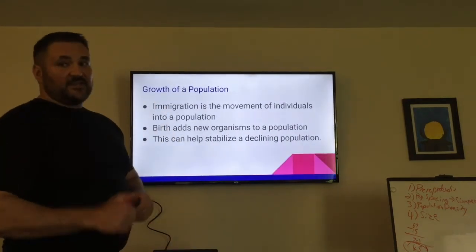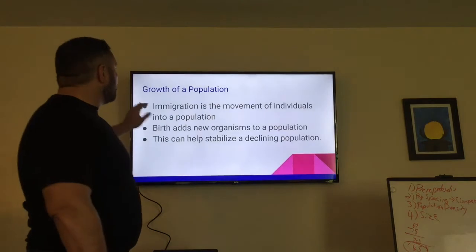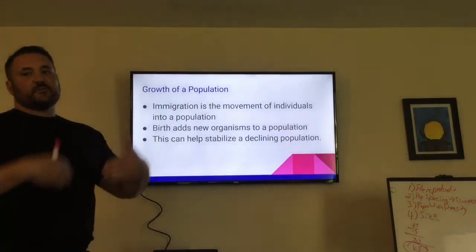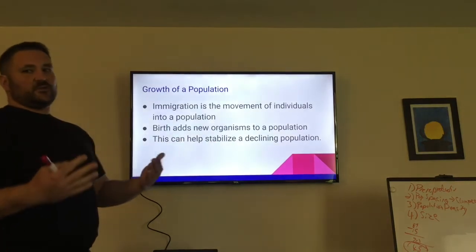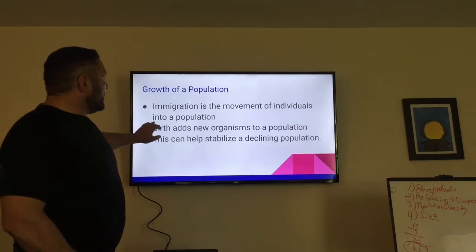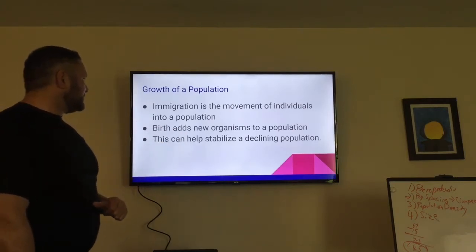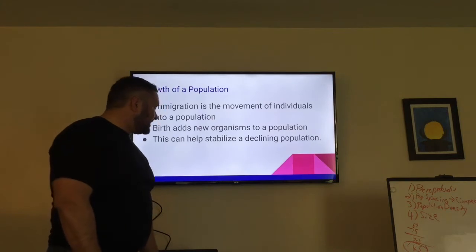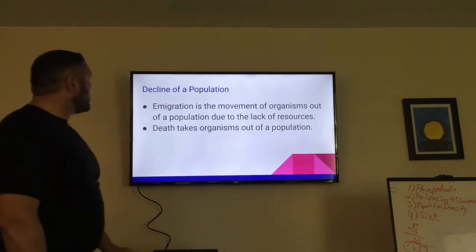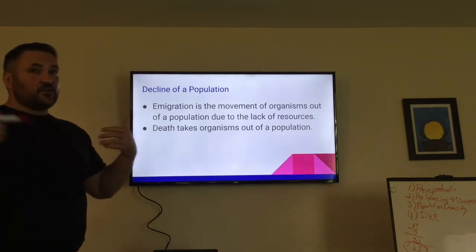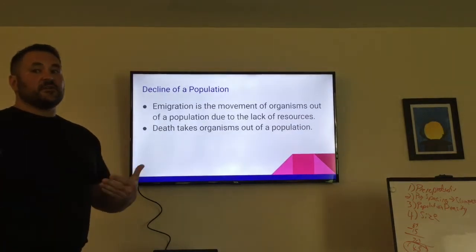Growth of a population. How can we make that population increase? Immigration is movement of organisms into a population. Organisms move into an area because of better resources. Birth actually adds more organisms too. Birth plus immigration can stabilize a declining population. The decline of a population: emigration. If things are not good there, organisms will leave.